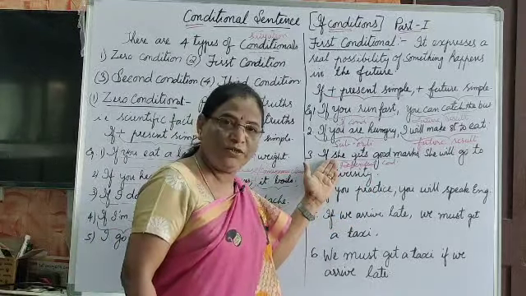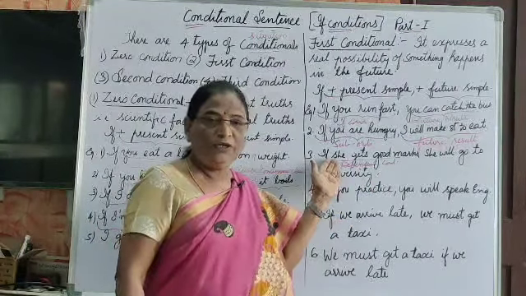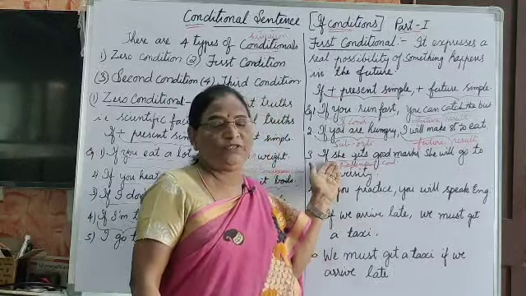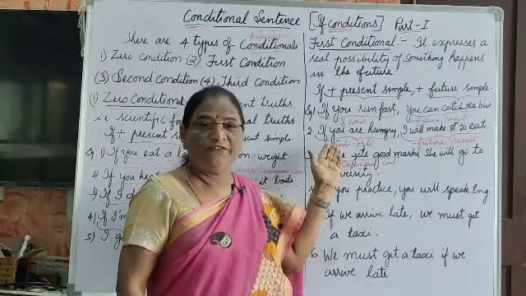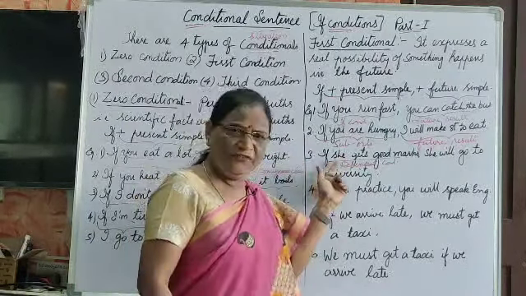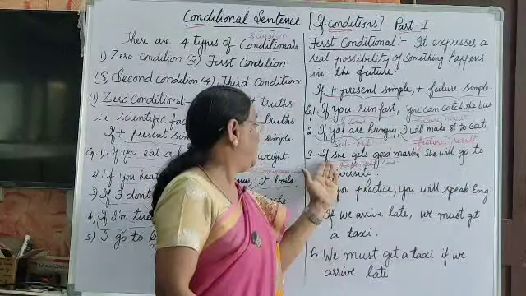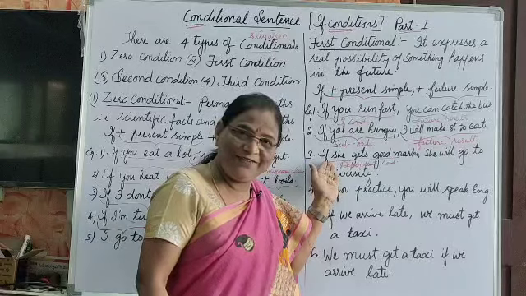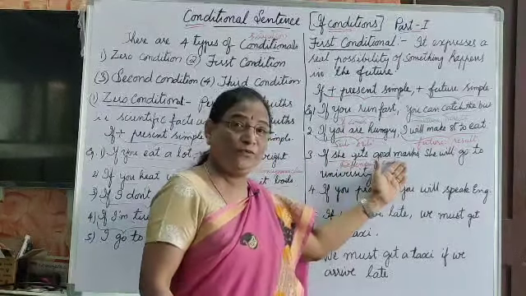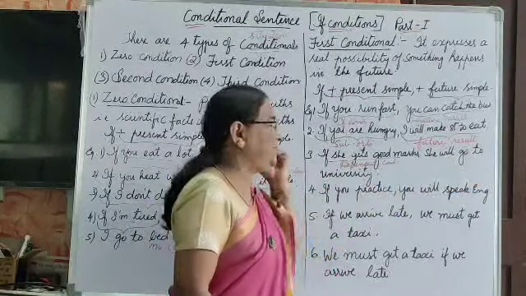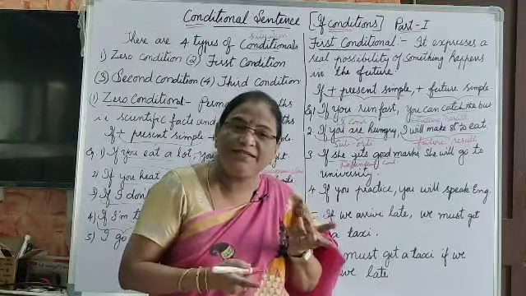This is a dependent clause. It is not only known as a dependent clause, but also it is known as a subordinate clause and if clause. So if this happens, this will happen. If she gets good marks, what happens? If she gets good marks, she will go to university and study, do her further studies.